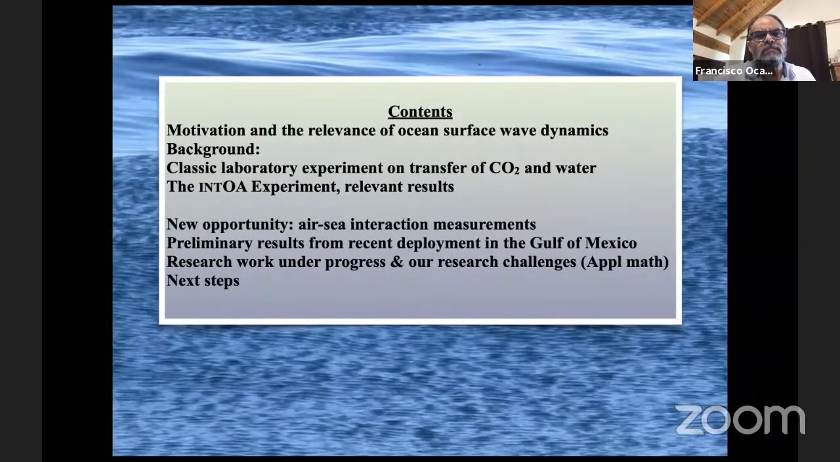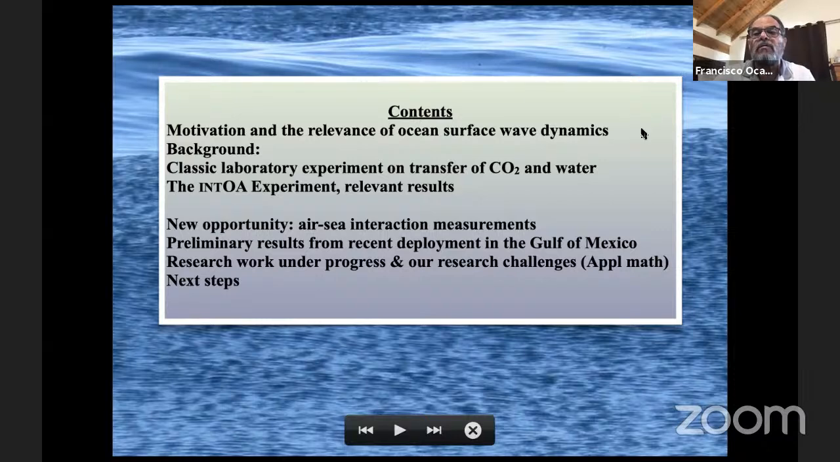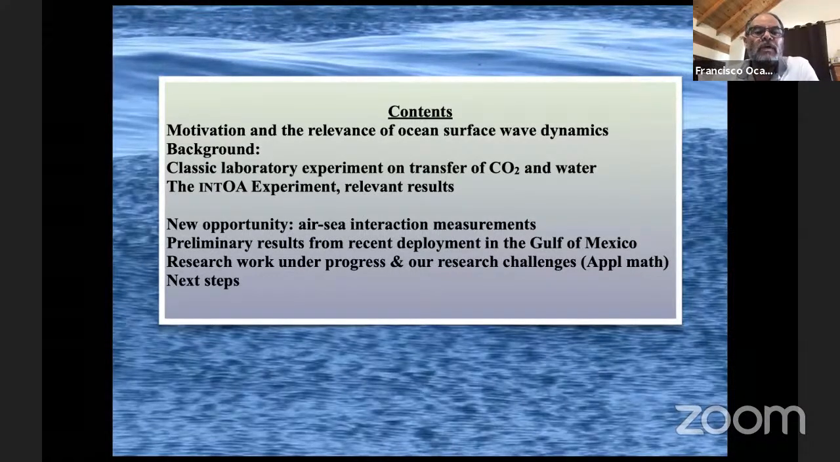The contents of this talk: I'm going to give you briefly motivation and the relevance of ocean surface wave dynamics, why we study ocean surface waves, and I'm also giving you some background, mainly results from a classic laboratory, essentially on CO2 and water exchange, and also from a field experiment, the so-called INTOA experiment, with some very relevant results.